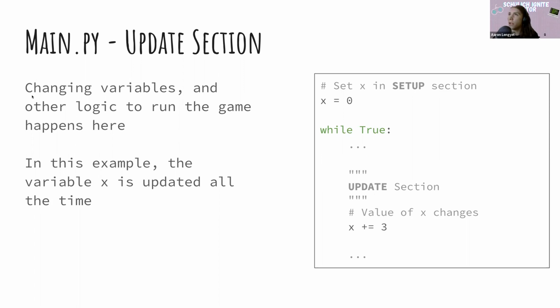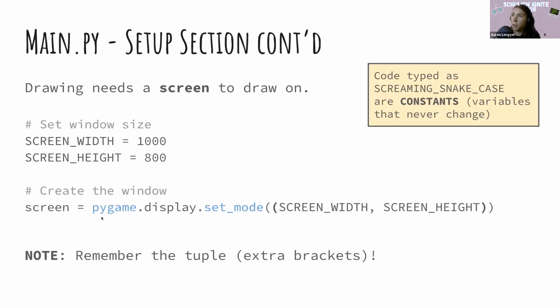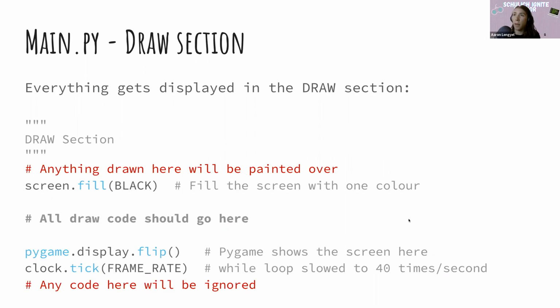This is going to be our draw section. This is where we're going to start drawing things on the screen. When we defined our screen, if you remember, we go back here, we did pygame.display.set_mode. We've already set the width and the height for our screen. So we're going to call a method on our screen which is going to fill it to black. So screen.fill(black), right? And then all the draw code is going to go after that.